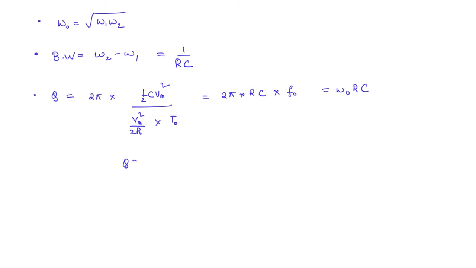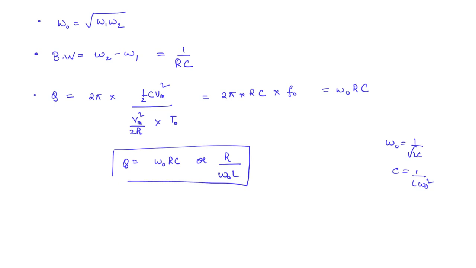So Q you can write as omega naught RC, or you know that omega naught is equal to 1 by root LC. So C you can write in terms of the inductor as 1 by L omega naught square. If you substitute this value of C here, then you are going to get R by omega naught L. You can see that both these expressions are the inverse of the quality factor that you saw in the series RLC circuit. So these are all the parameters of the parallel RLC circuit.